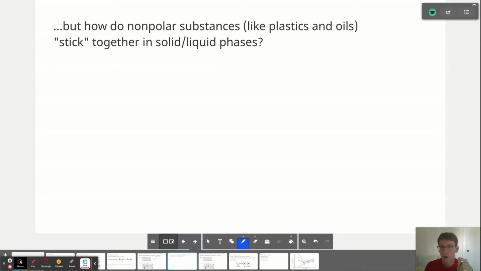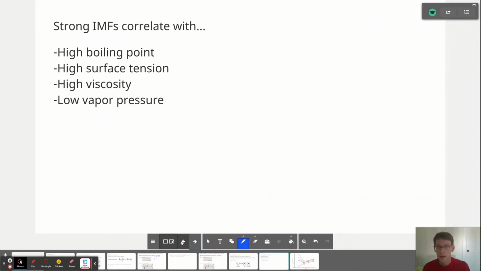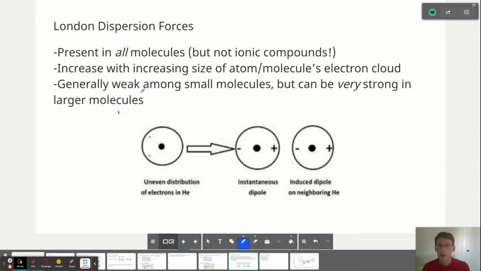If you heat oil, like olive oil, for example, to the same temperature as 100 degrees for water, you won't see boiling occur. You'll actually see the oil still sticking together, which indicates that this nonpolar oil has very strong intermolecular forces. And so that might be a bit confusing, since there's no polarity there. But what we can do is consider the last intermolecular interaction that we have to talk about today, which is called London dispersion forces.